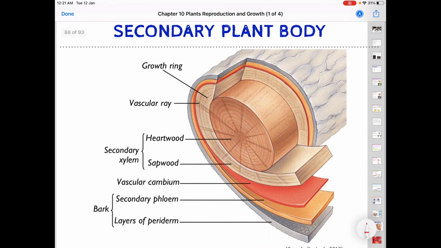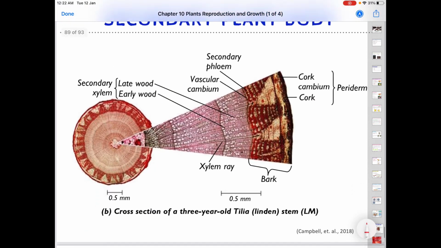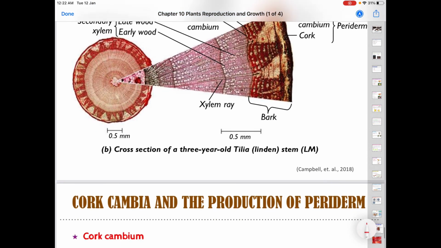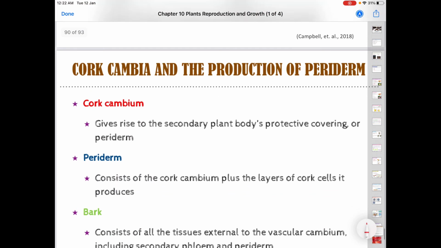The secondary plant body: the bark consists of the secondary phloem and the layers of periderm. This is the vascular cambium. It produces sapwood. Sapwood still functions to carry water and minerals, but hardwood does not function at all. And we have the growth ring. This is another image of a 3-year-old Tilia stem.